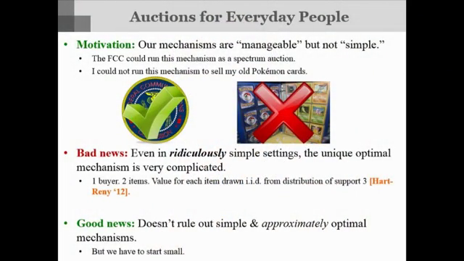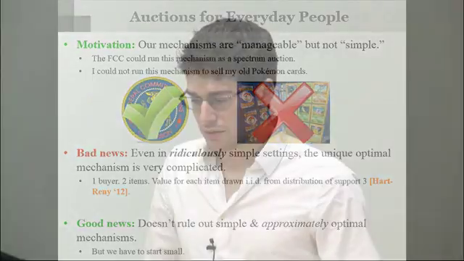Okay, and so the last thing I'm going to talk about is auctions for everyday people. And so the motivation for this is that the mechanisms that I just finished describing to you, I would consider them manageable, but I would not call them simple. So what I mean by that is that the FCC could run this mechanism as a spectrum auction. They're definitely capable of doing that. But what I also mean is that I could not run that mechanism to sell my Pokemon cards. Okay?